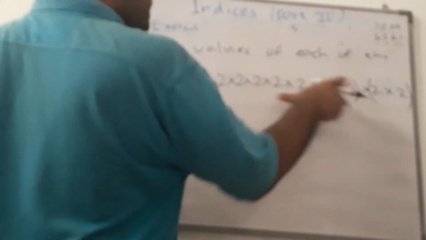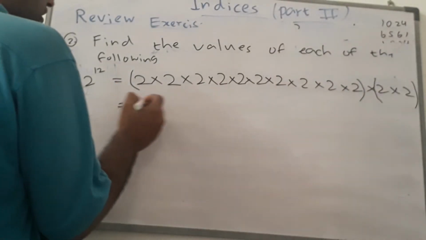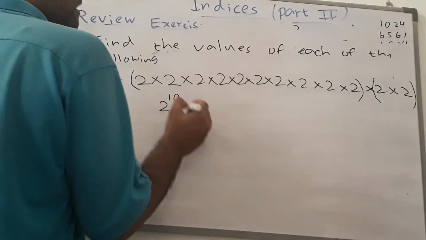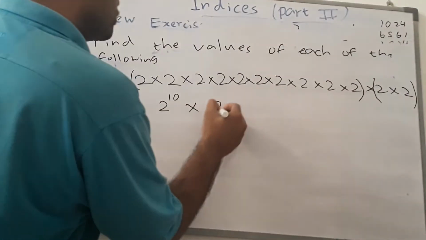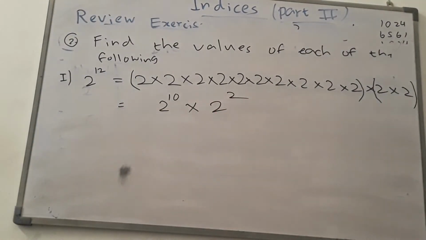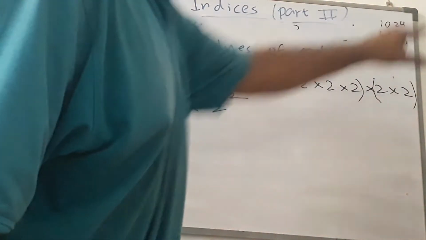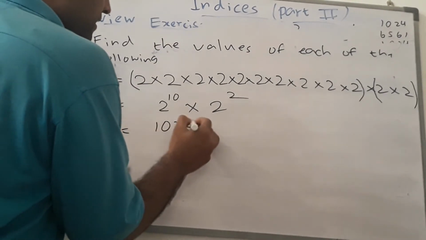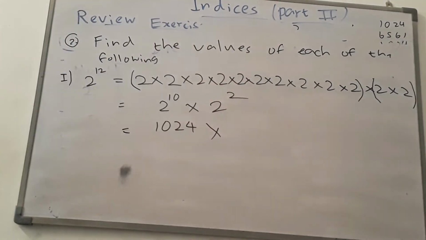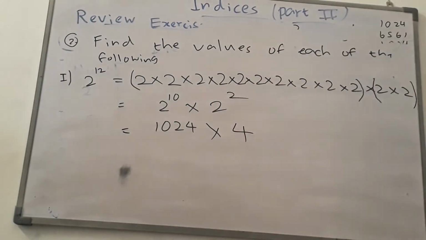How many 2's are inside the first bracket? 10 2's, so I am going to write it as 2 to the power 10. And 2 2's means 2 to the power 2. 2 to the power 10 we found the value, 1024, you can check from the tables. Times 2 to the power 2 means what? 2 times 2, 4.